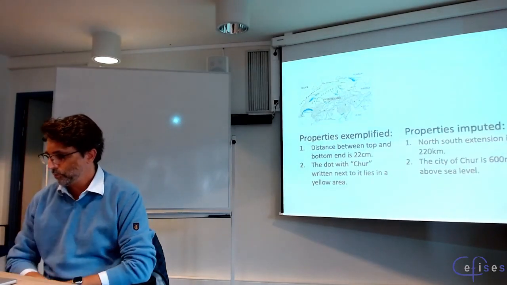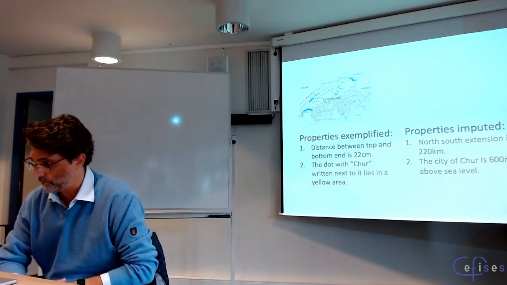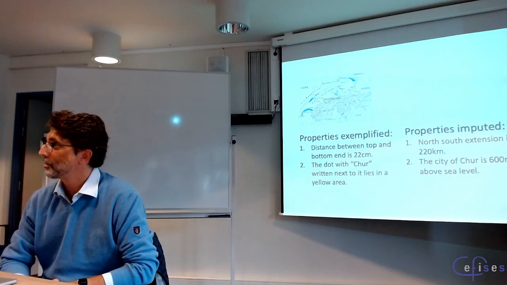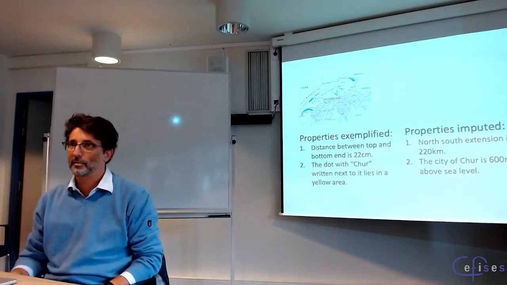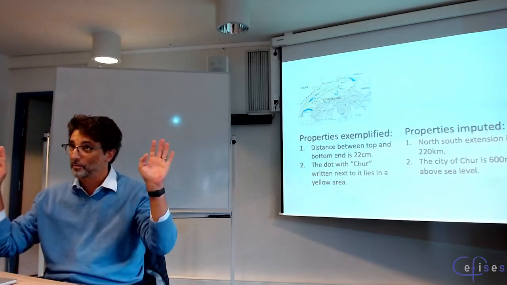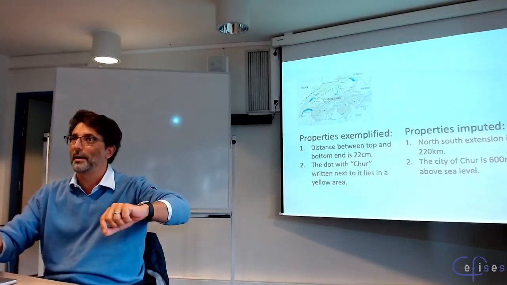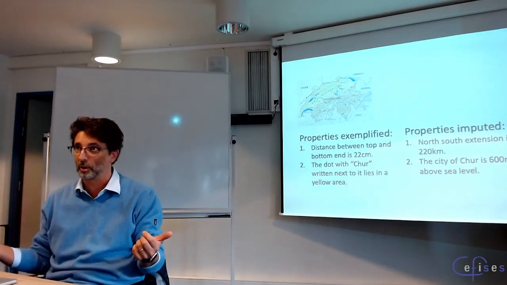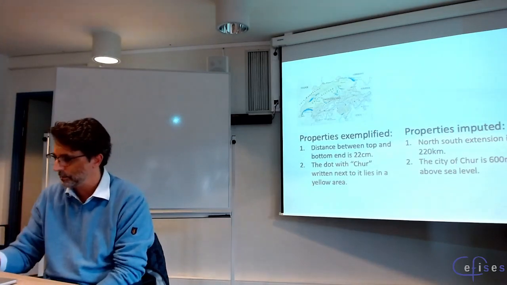So the properties imputed to the target are that the north-south extension is 220 kilometers and the city of Chur is 600 meters above sea level. And so there is a conversion taking place, and that's given to you by the legend, or sometimes the key of the map, because you just look at what scale the map is. And you look up, at the bottom or on the back, what the color codes mean. And so that motivates the introduction of the notion of a key.